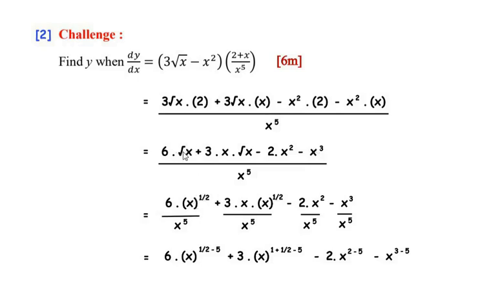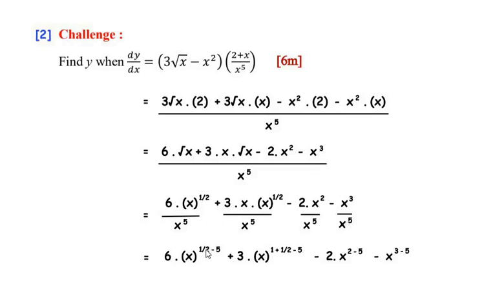time we have changed this square root as a fractional power. So here we get 6 times x to the power of, the square root changes to 1 over 2 over x to the power of 5 plus 3 times x times square root of x becomes x to the power of 1 over 2 over x to the power of 5 minus 2x square over x to the power of 5 minus x cube over x to the power of 5.